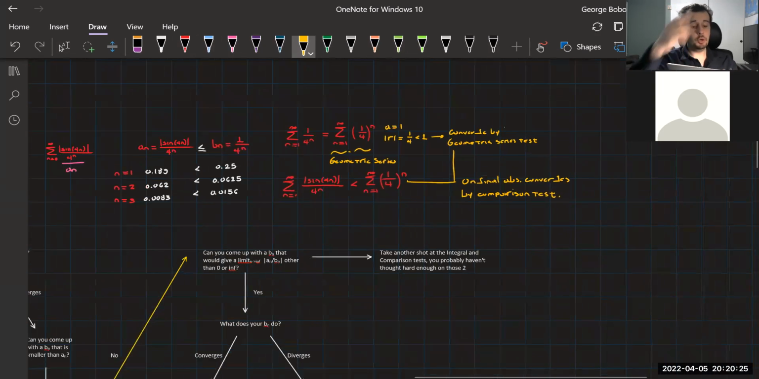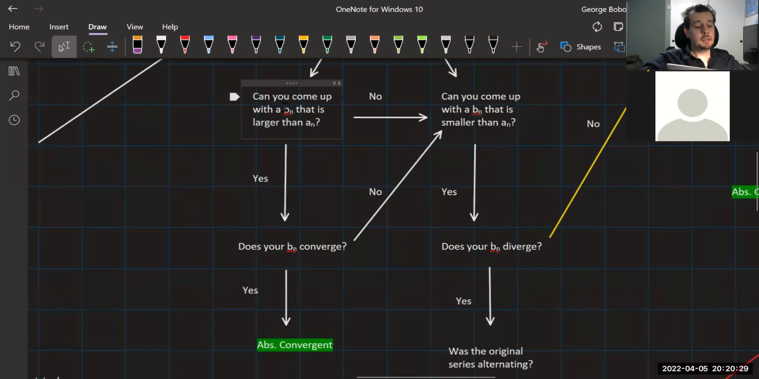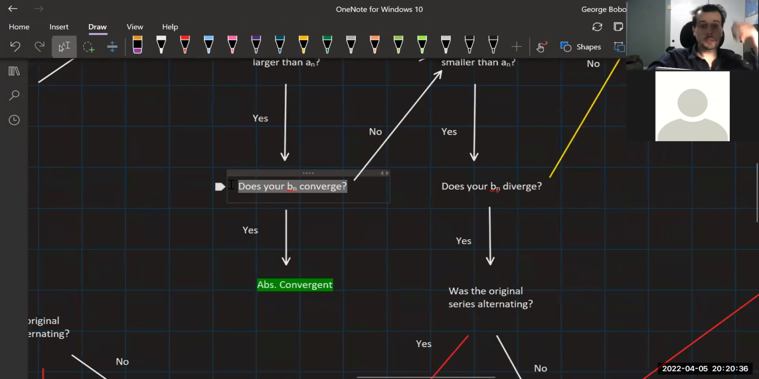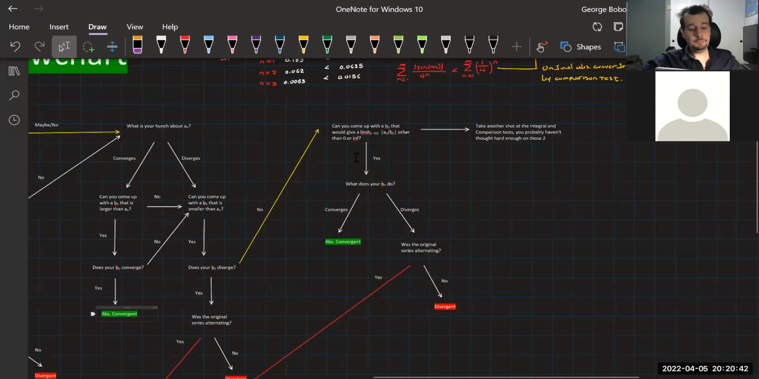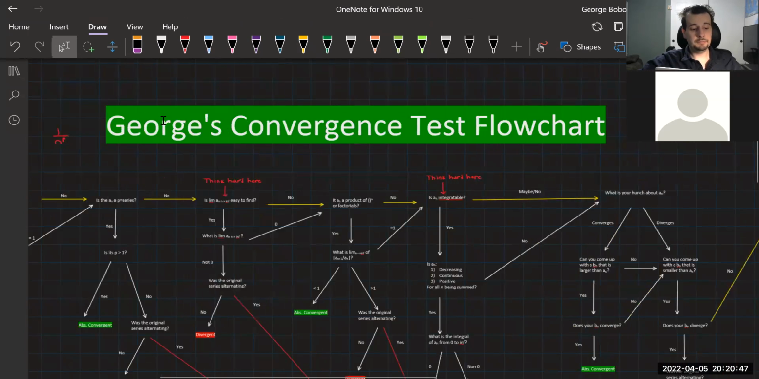There we go. No need to do anything else. You've reached here in the flow chart. You came up with a b_n that's larger. And we saw that the b_n converges. Therefore, absolutely convergent. Done. So that's what we did here. We'll take the work downstairs.